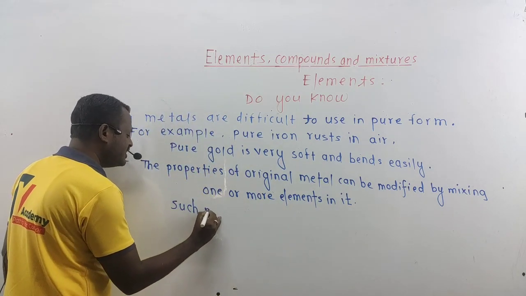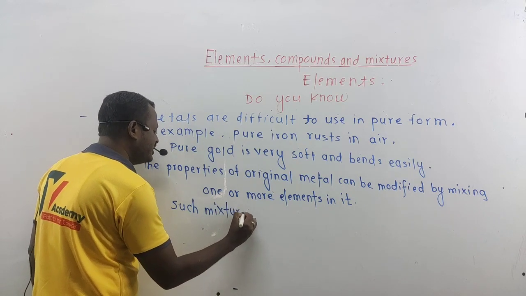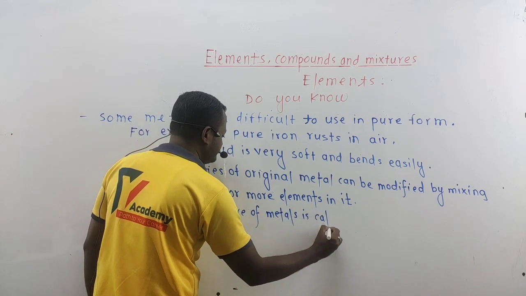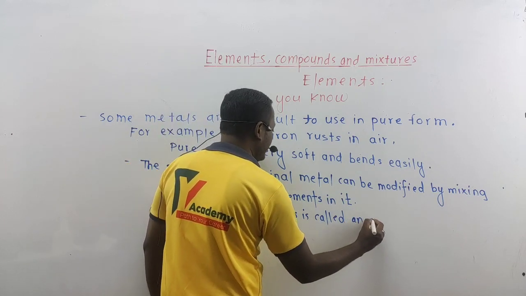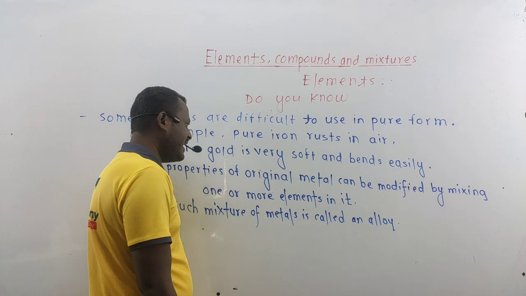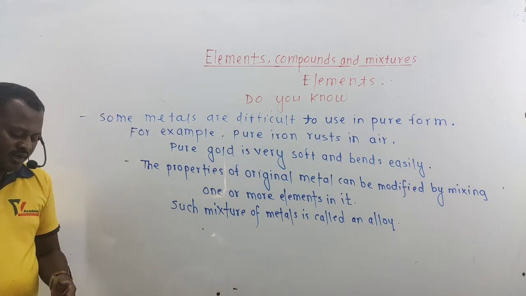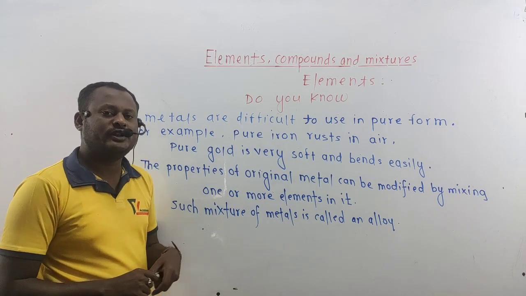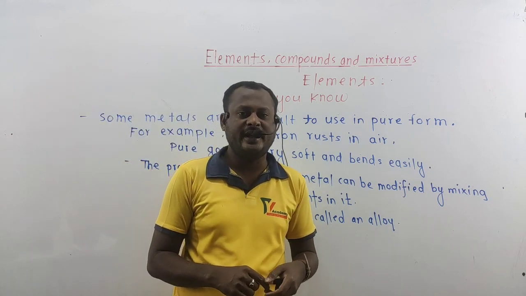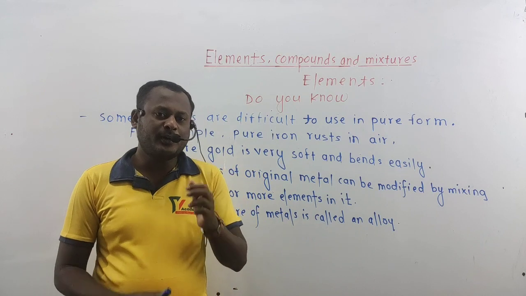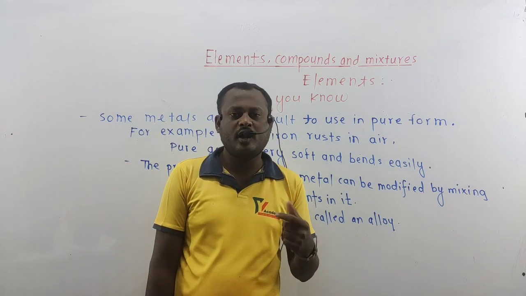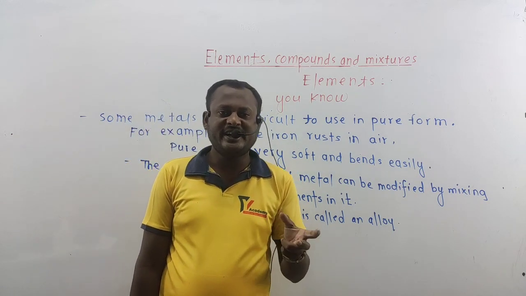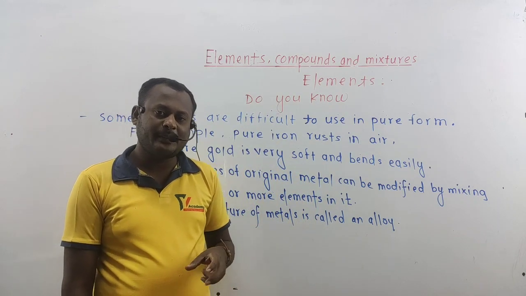Such a mixture of metals is called an alloy. ओके, त्या ठिकाणी पहा alloy म्हणजे काय. तर फॉर एक्झाम्पल ब्रास हे एक alloy आहे, आणि त्याच्यामध्ये एलिमेंट्स कोणत्या असतात, कॉपर आणि झिंक. ओके, दॅट इज ब्रास. त्याच पद्धतीनं ब्रॉन्झ हे सुद्धा एक alloy आहे, आणि त्याच्यामध्ये कॉपर आणि टीन असतं.